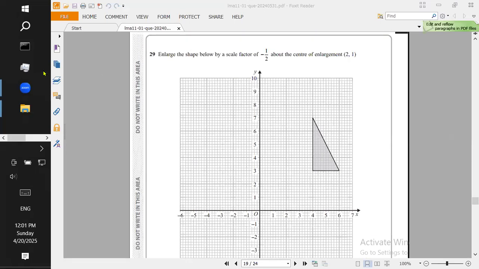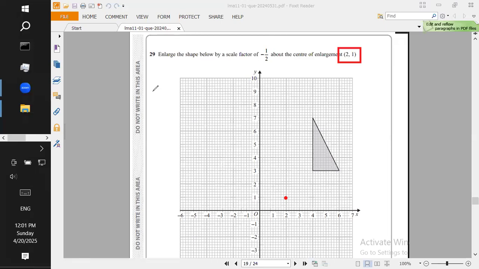First thing we do, we have to find the center of enlargement, which is (2, 1). Now, point (2, 1) on the grid should be over here: 2 on the x-axis and 1 on the y-axis. So the point is over here. The first step of enlarging any shape by a scale and a center is to label the center or find the center on the grid. After finding the center, I'm going to find the distance between the center and one of the points on the shape, and then use it to enlarge the shape by multiplying by the scale factor.